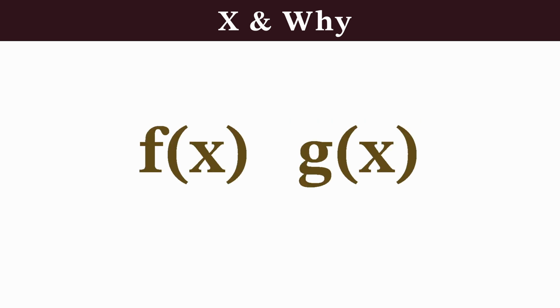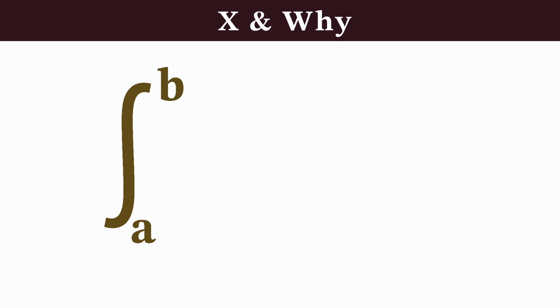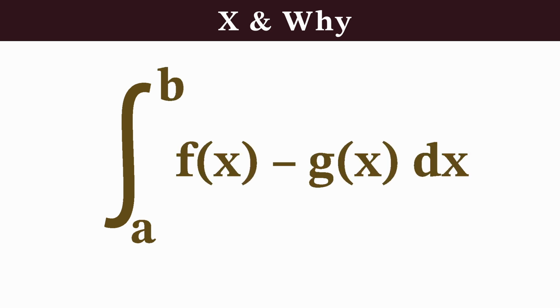First, identify the functions. Let's say that f of x is the top function, meaning it has the larger y value across the interval. And let's say that g of x is the bottom function, meaning it has the smaller y value across the interval. Second, find the points of intersection where f of x equals g of x. These are the x values of the interval, a and b. Lastly, set up the integral from a to b of f of x minus g of x dx. This will give you the area between the curves.